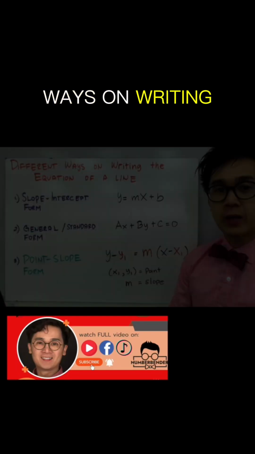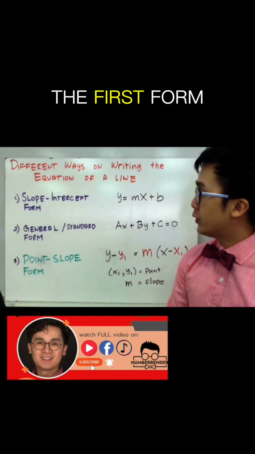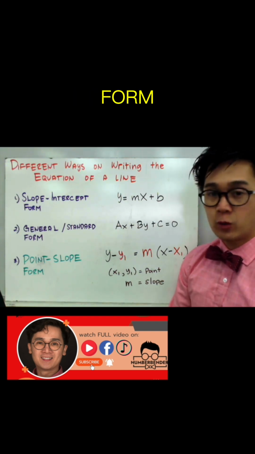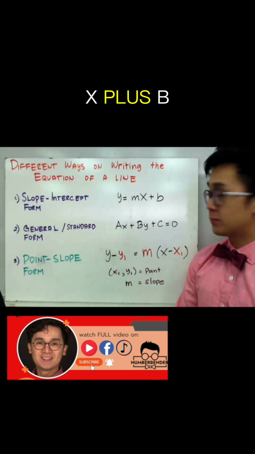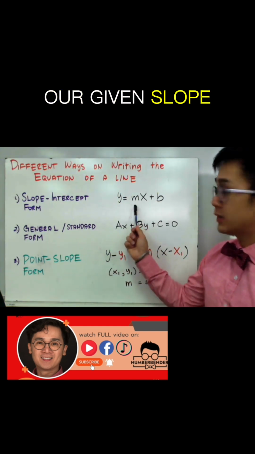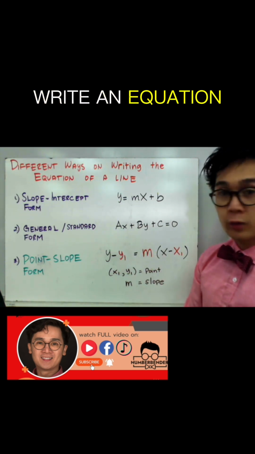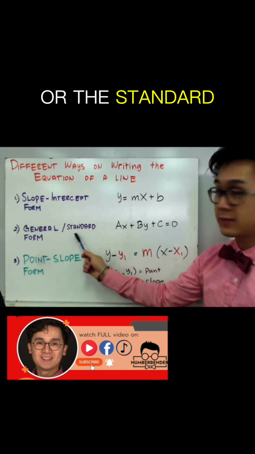We have different ways of writing an equation of a line. The first form that we learned from algebra is the slope-intercept form given by y equals mx plus b, where m is our given slope and b is the given y-intercept. We can also write an equation of a line using the general or the standard form.